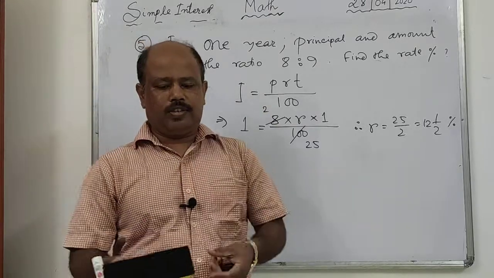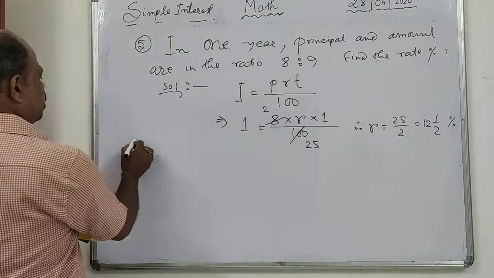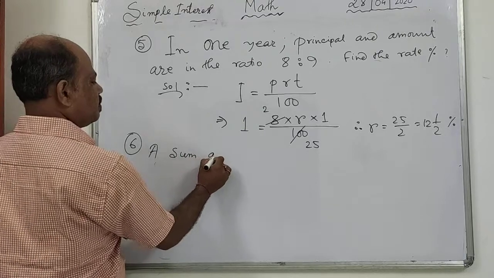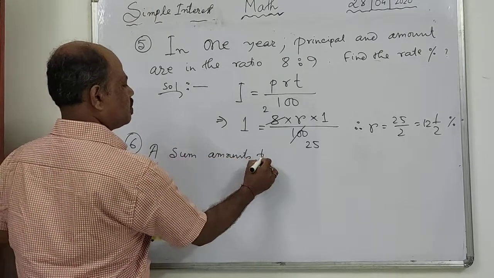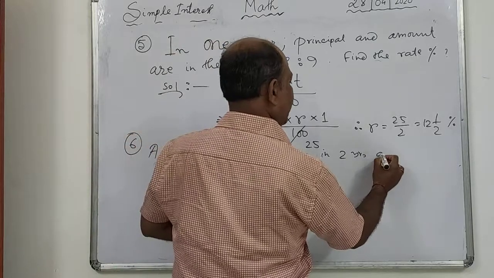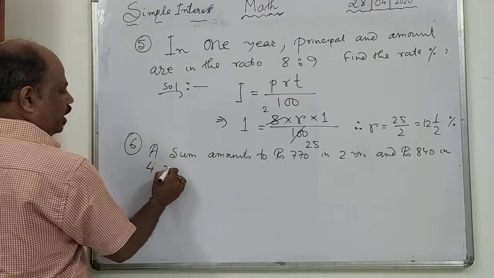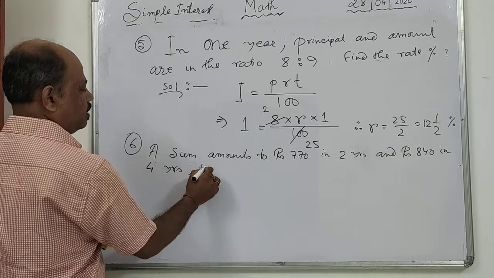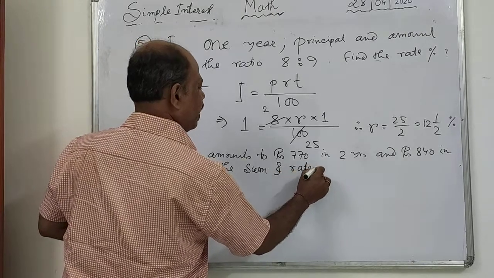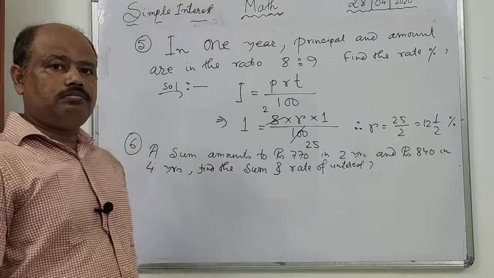And last one is 6. Also VVI for you. আগে দেখে নাও how to solve. Question number 6. A sum amounts to rupees 770 in 2 years and rupees 840 in 4 years. Find the sum and rate of interest. VVI.